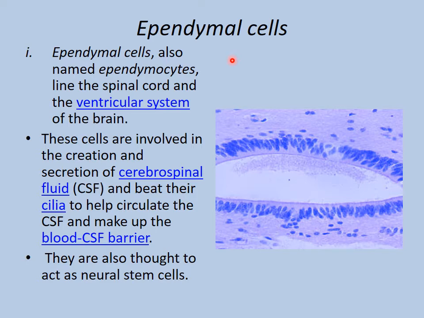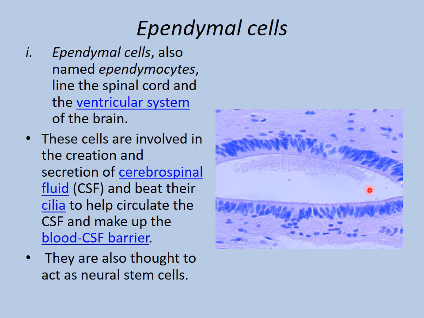The ependymal cells, also called ependymocytes, line the central canal of the spinal cord and also the ventricular system. They are low cuboidal to tall columnar ciliated cells, and they are involved in the creation and secretion of the cerebrospinal fluid. They beat their cilia to help circulate the CSF and make the blood-CSF barrier.